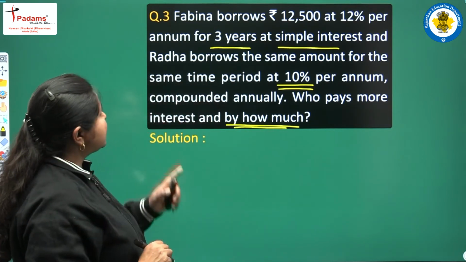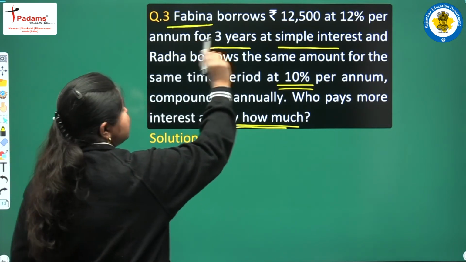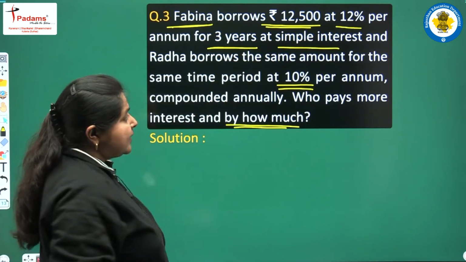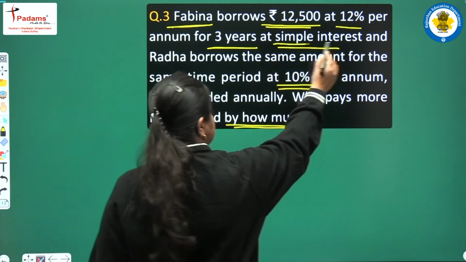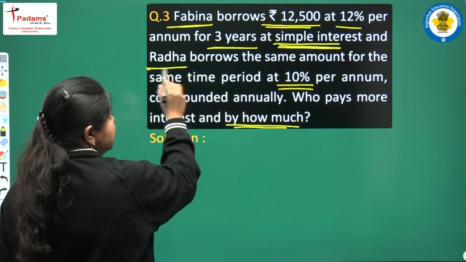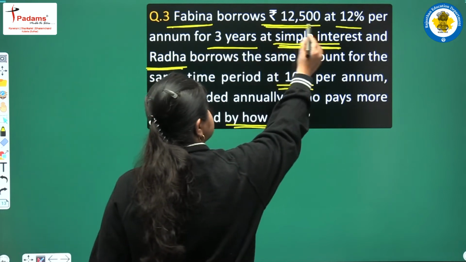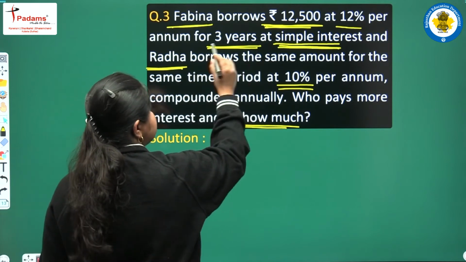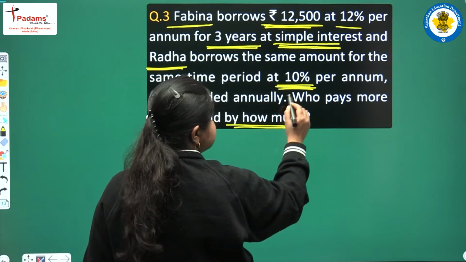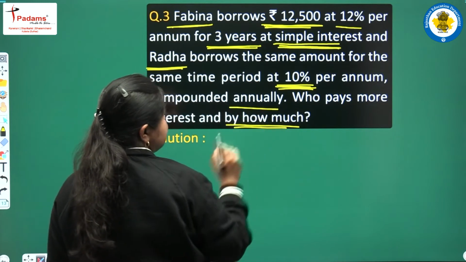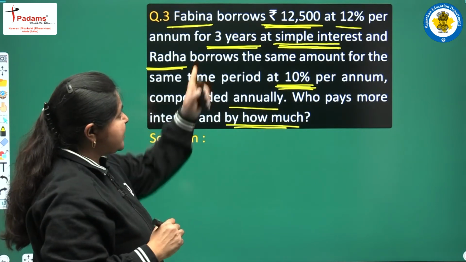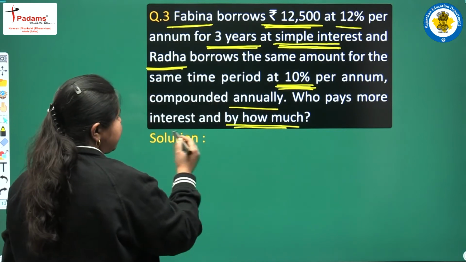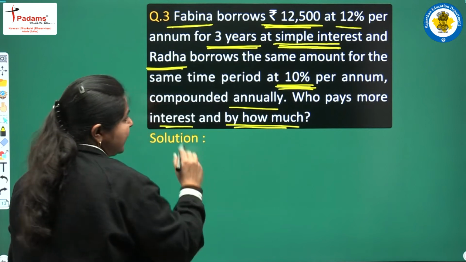यहाँ पर दो लोगों की बात हो रही है. एक तो है फेबिना जिसने 12,500 रुपीज़ बोरो किए 12% रेट पर 3 साल के लिए सिंपल इंटरेस्ट पे. देखिए आप. और नेक्स्ट पर्सन इज राधा. She borrowed the same amount. उसने भी 12,500 ही बोरो किए एंड फॉर द सेम टाइम 3 साल के लिए ही, पर रेट इस बार डिफरेंट है 10% एंड कंपाउंडेड एनुअली. हु पेज मोर इंटरेस्ट? तो यहाँ पर ये सिंपल इंटरेस्ट का केस है फर्स्ट केस. सेकेंड केस है कंपाउंड इंटरेस्ट का. और हमसे पूछा है कि कौन ज़्यादा इंटरेस्ट पे कर रहा है और कितना.